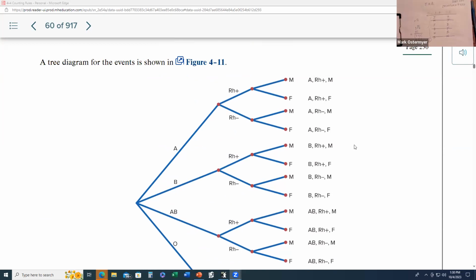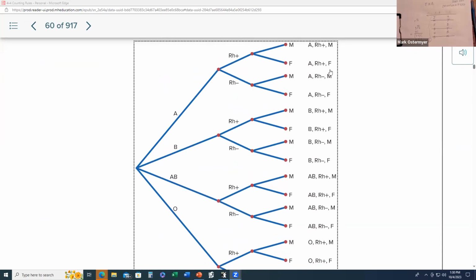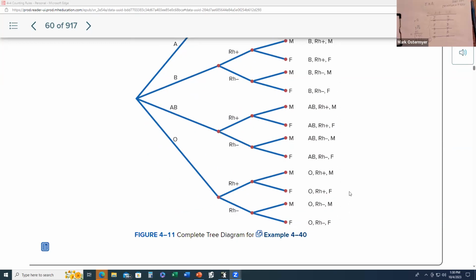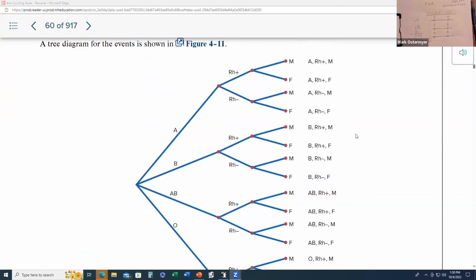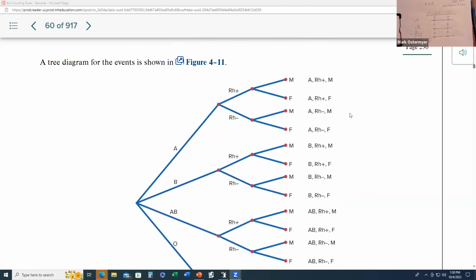What's the probability of selecting an Rh negative male blood donor? Well, how many Rh negative male blood donors do we have in here? There's 1, 2, 3, 4. I count 4. So that'd be 4/16, or 1/4, or 25% chance of selecting an Rh negative male blood donor. So we can ask a whole bunch of probabilities once you have this tree constructed and all the possible outcomes basically listed here.